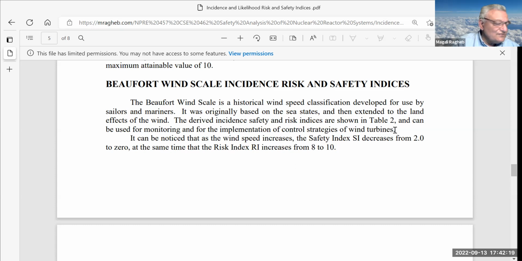And the reason for this is that at that high wind, the rotor blades of the wind turbine would rotate, acquire too much energy from the wind, and then you have the centrifugal force literally tearing apart, disintegrating the wind turbine. So as the wind speed increases, the safety index, in that case, you'll see as a translation of the Beaufort scale from 2 to 0 at the same time that the risk index increases from 8 to 10.